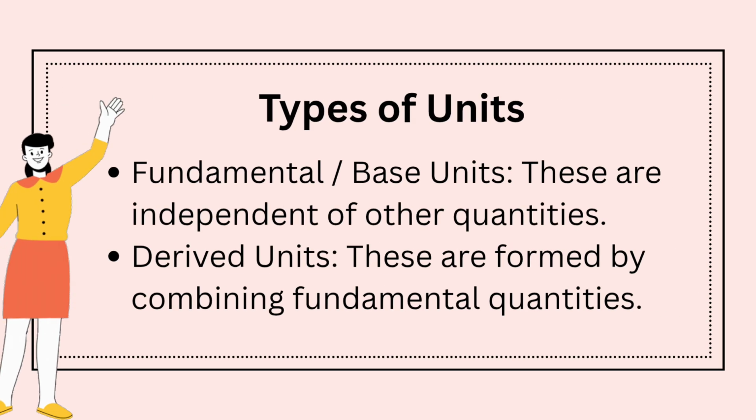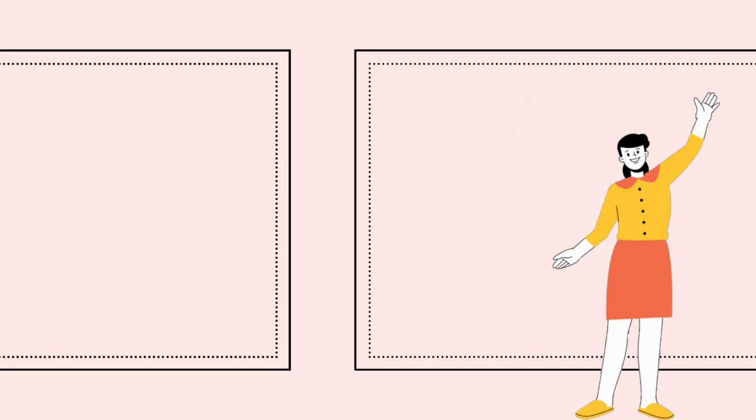Now, there are two types of units: fundamental or base units and derived units. Fundamental units are independent of other quantities. They are the building blocks of all measurements and cannot be broken down any further. Derived units are formed by combining fundamental quantities. So, it's like Lego blocks which come together to build a cool spaceship. A complete set of these units is called a system of units.